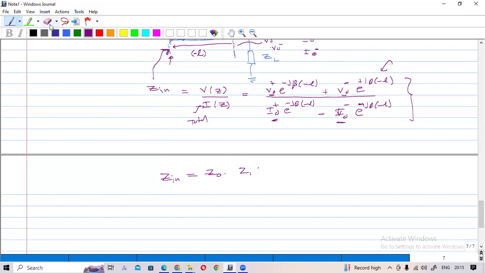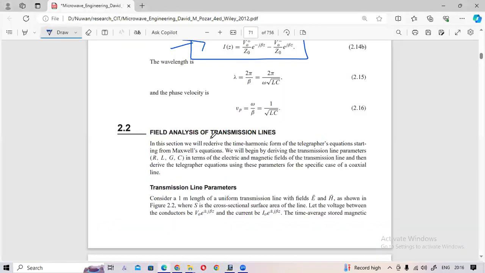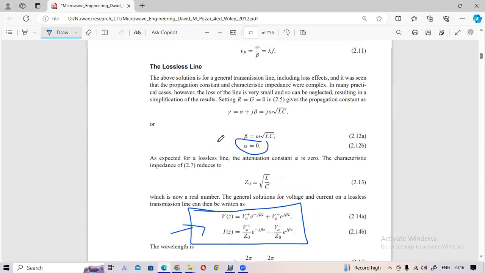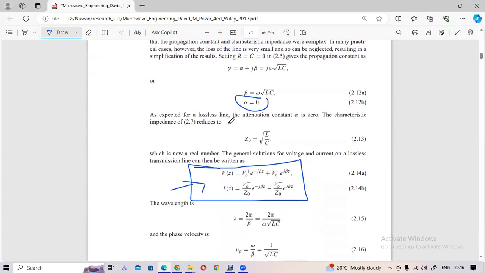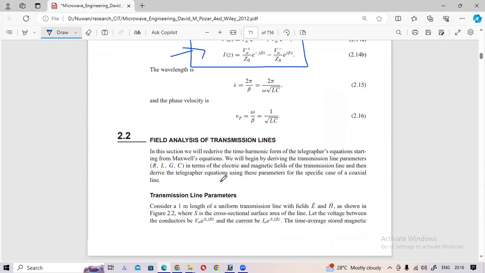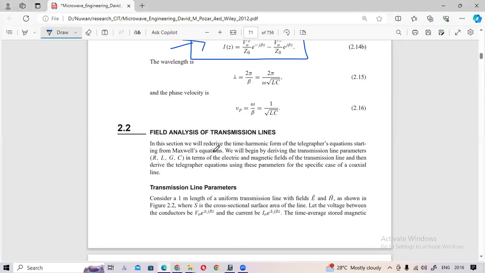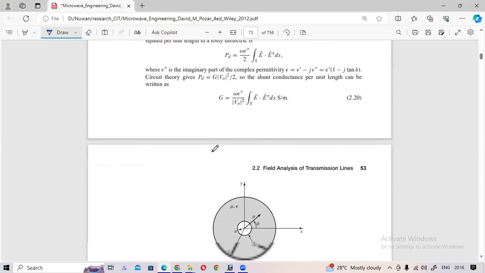I can't remember the equation. Here we have, and here also, here they get this equation. Get those equations using Kirchhoff's law. Using the field analysis also, we can get the same equation.